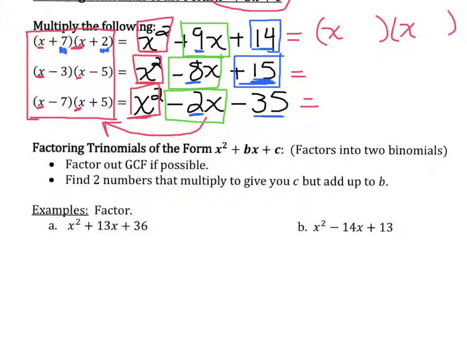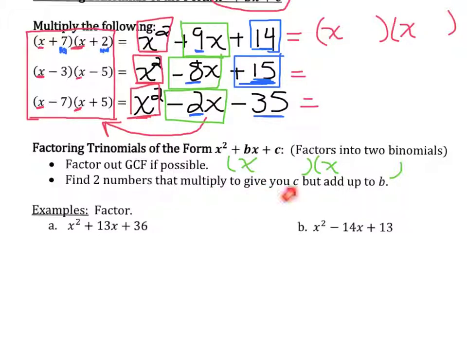All right, so that's the first thing I want to do. But the most important part, after I factor out the GCF, I'm going to go ahead and do my double sets of parentheses with my x's in my first spots. And then the numbers that I'm going to put in the second spot are the two numbers that multiply to give you C, but add up to B.